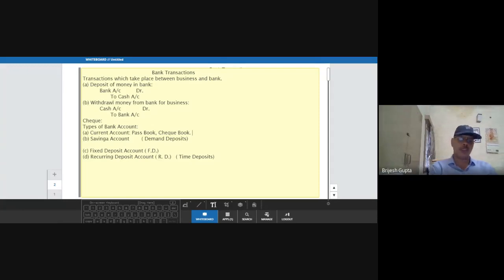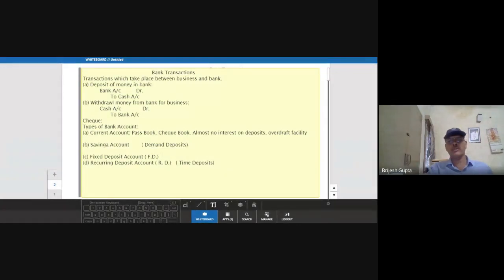Almost no interest is allowed by the bank on the money deposited in the current account. Almost no interest on deposits, and the bank provides overdraft facility. Now I think one period will not be sufficient. We have to discuss all these things, then we can go ahead. Otherwise your concept will not be clear and you will get confused again and again. So before going ahead, let us make clear all these concepts.